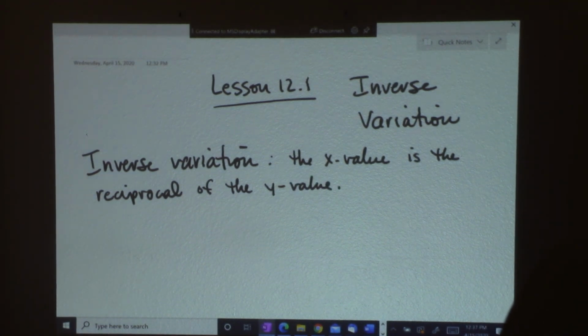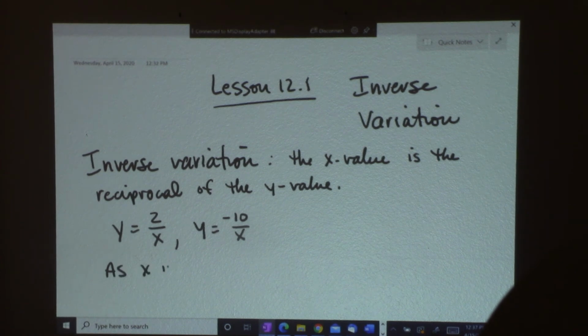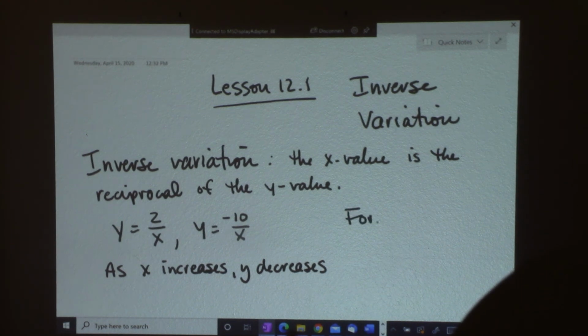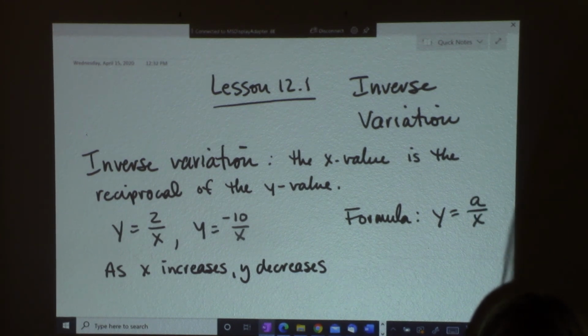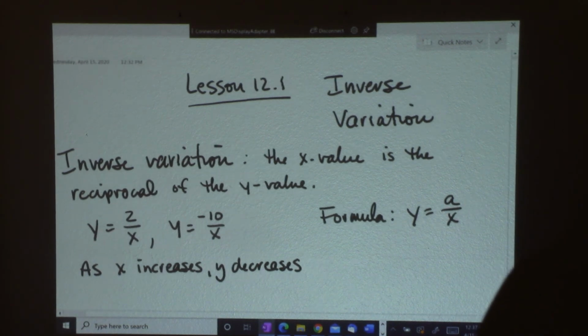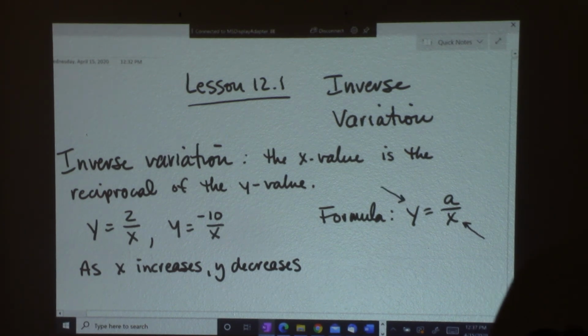So here are some examples. Like y equals 2 over x. You can write that in the blank near examples. Or y equals negative 10 over x. What it means is that as x increases, y decreases. And the formula for that is y equals a over x. So you can see that the x value is the reciprocal of the y value. They have this inverse relationship.